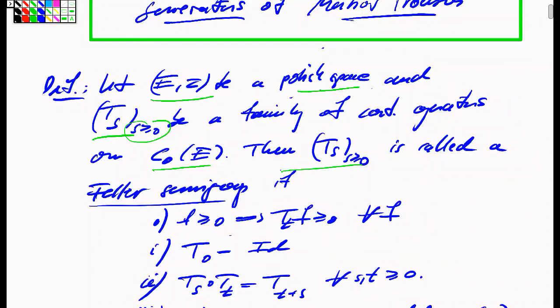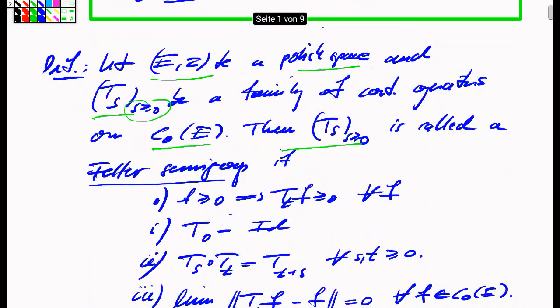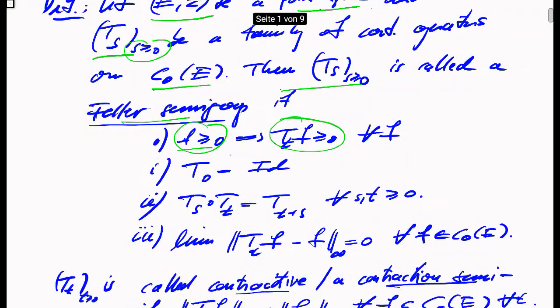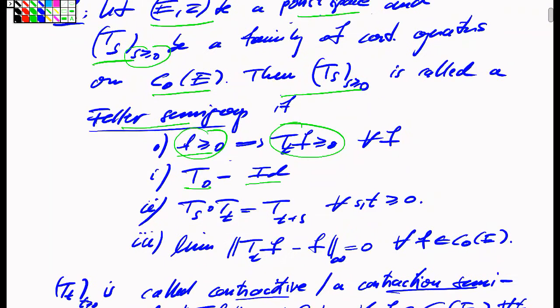Then we call this family of operators a Feller semigroup if the following four conditions are satisfied. First of all, each of those operators is a positive operator, which means that if we feed the operator with a non-negative function, then the resulting output will again be a non-negative function. The second condition is that the transformation which corresponds to time parameter 0 is just the identity operator.